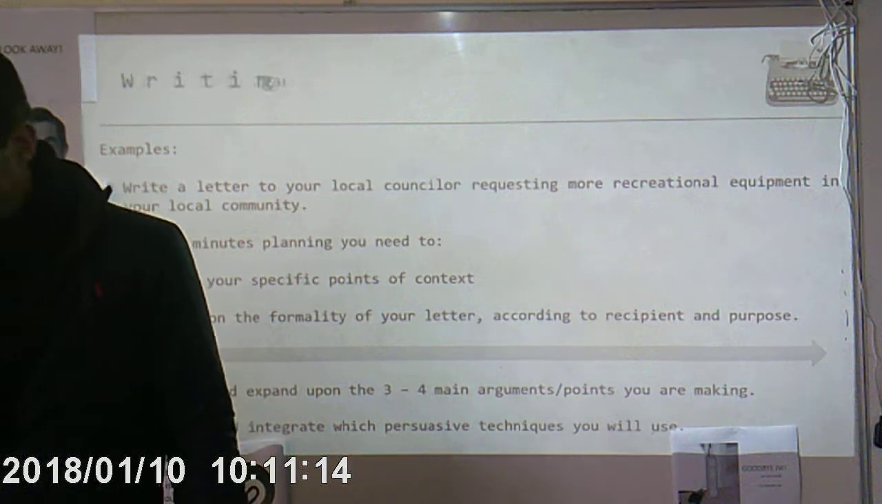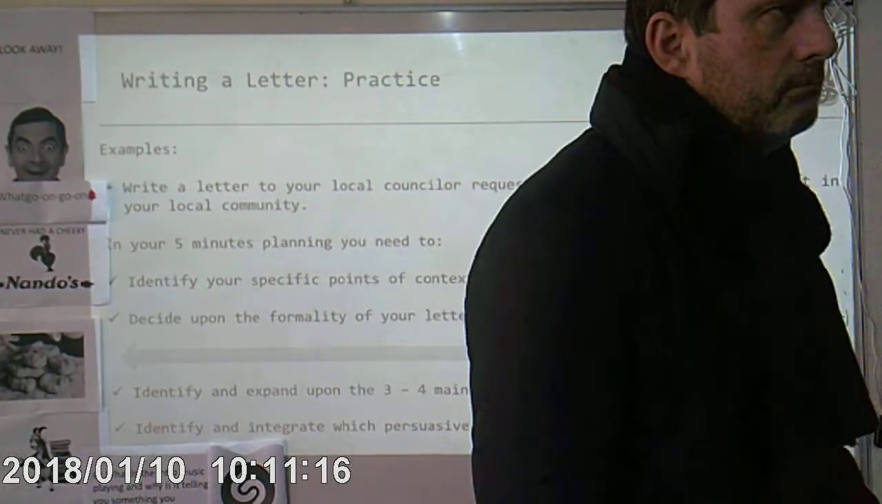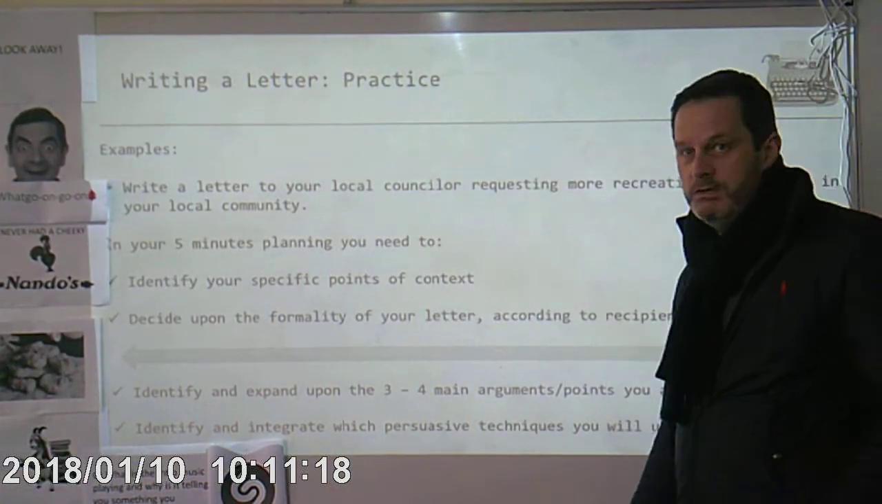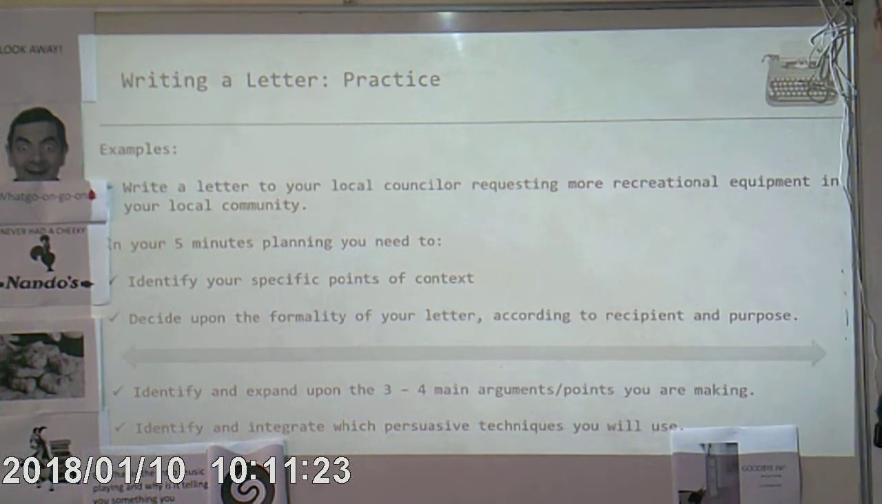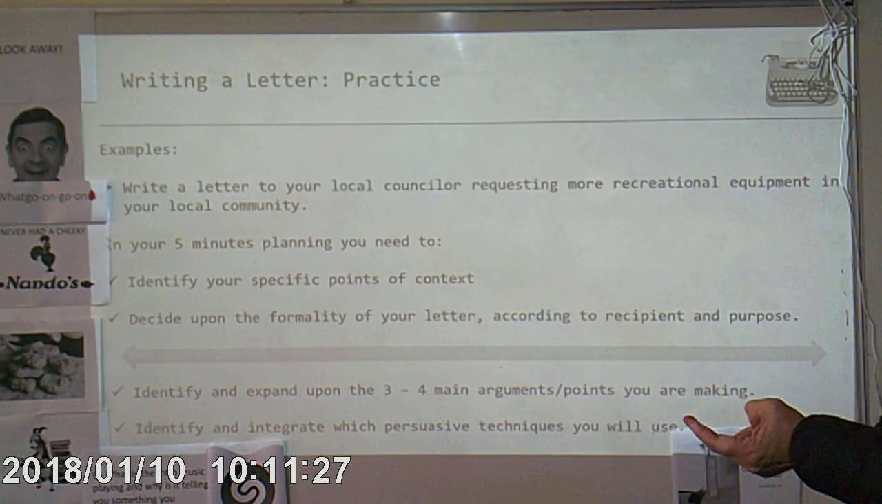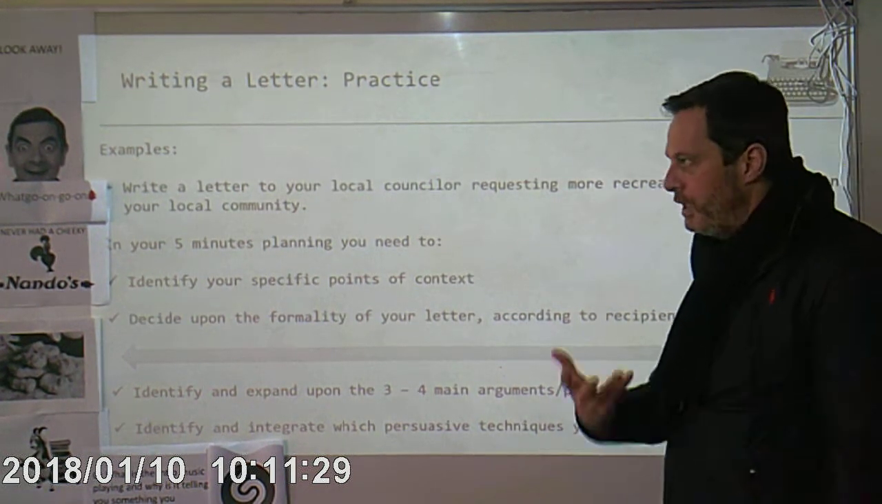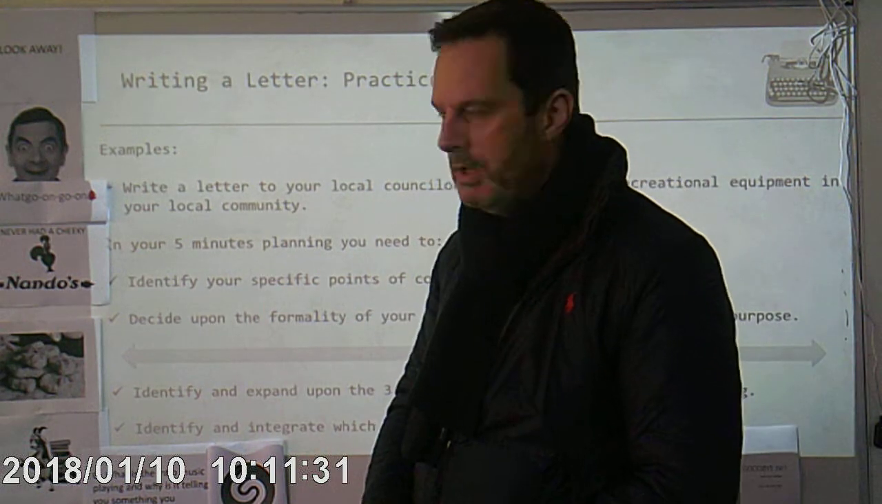So here's a sort of typical thing you might get, okay? Maybe a bit boring to you, but actually these sort of things keep life going, okay? So write a letter to your local councillor requesting more recreational equipment in your local area, okay? And you need to read that clearly. Who is it to? Go back to your contextual modal things.